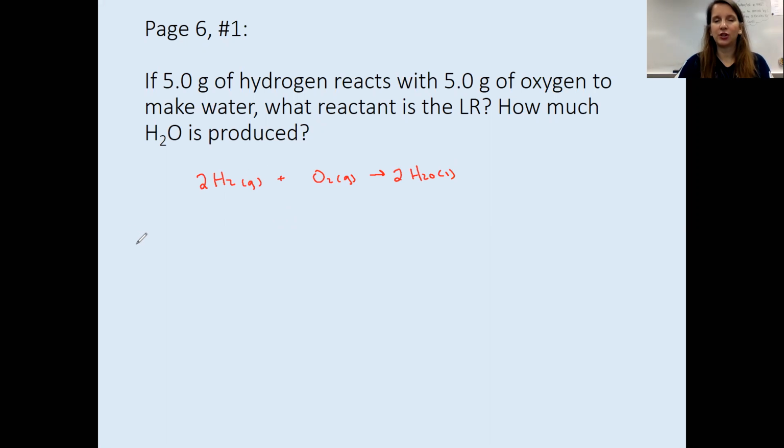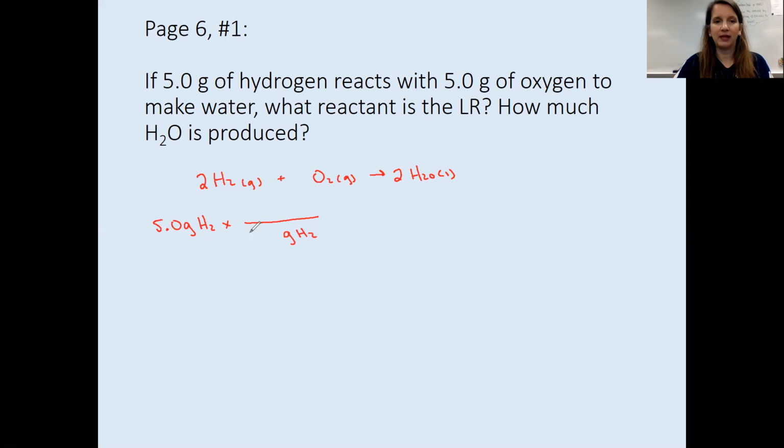So when you're trying to determine which reactant is the limiting reactant, what you're going to do is 2 stoichiometry conversions. So we're going to start with our 5 grams of hydrogen, and we're going to go to grams of our product. So we've got grams of hydrogen here. We need grams of hydrogen down here.